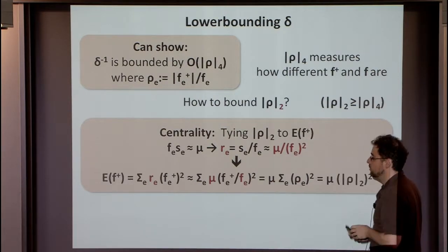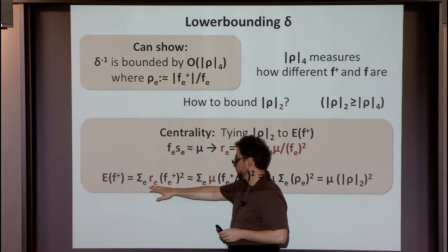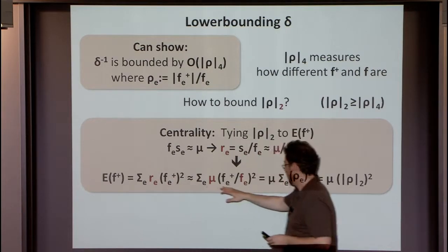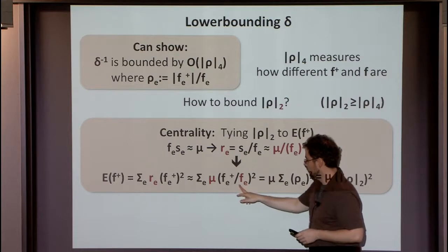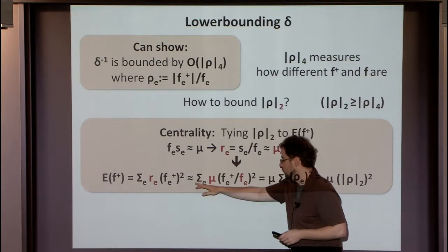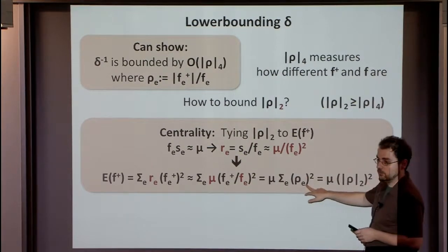Why? Well, this is just simple arithmetic. So what is the energy of the flow? It's just the sum over all edges of the resistance of the edge times the flow squared. But we know what the resistances are, and we have this F_e squared term here. We can just hide it under the square, so we have the sum over edges of mu times exactly what this is, the congestion vector squared.